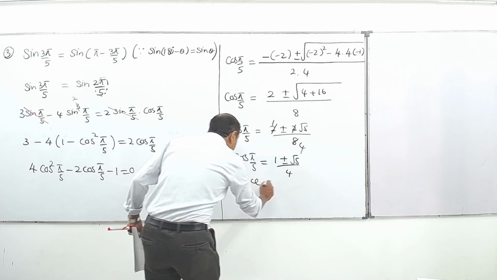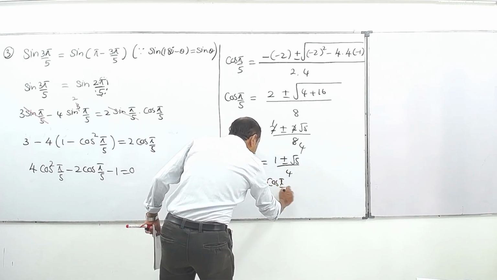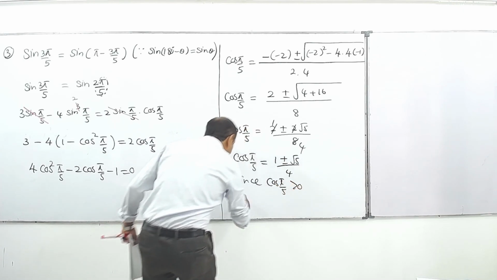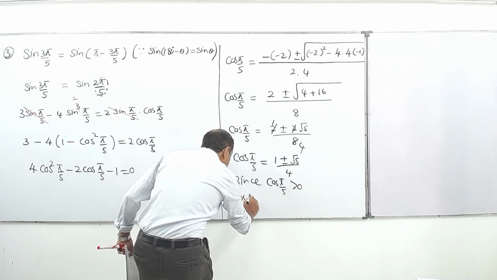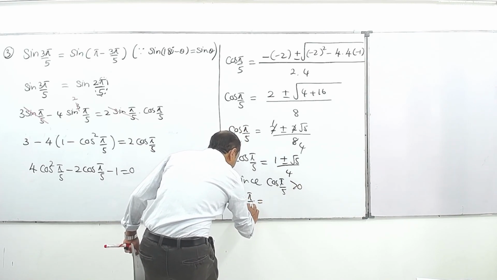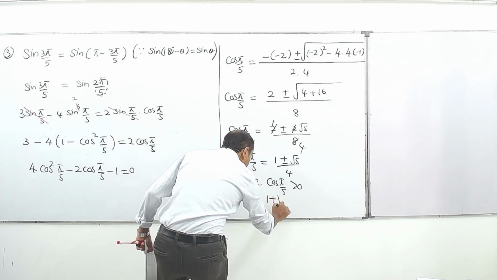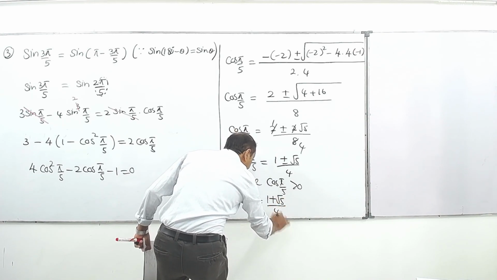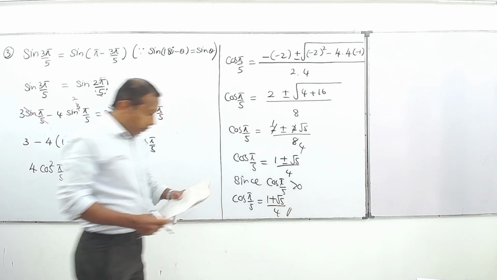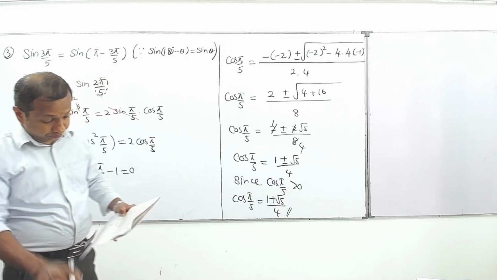Therefore, this plus sign we have to select. Since cos pi by 5 is positive, for the answer of cos pi by 5, we take this plus sign. That way, we can take the answer.